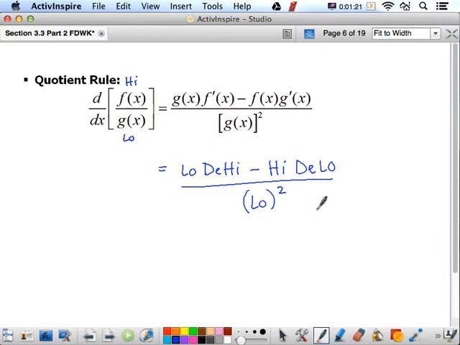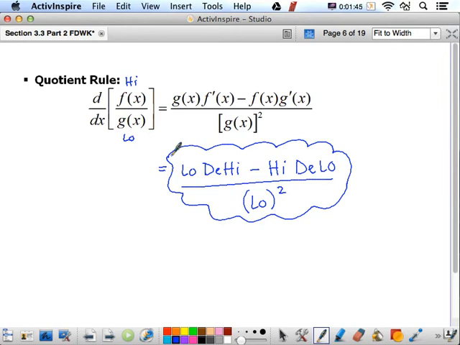It's up to you. You can memorize it either way. It doesn't matter. But that's how I memorized it. Low d high minus high d low over low. Most college professors are not going to sing that to you, okay? But that is how I learned it. Low d high minus high d low over low. And my brain just kind of can sort it out from there.